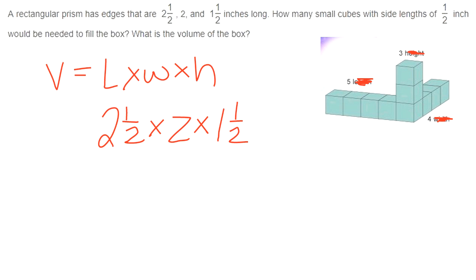So what did we get for 2.5? Five over two. Very good. What about two? 2 over 1. What about 1.5? 3 over 2. Ariel, 3 for 3. Very good. Good job, Melissa. Any questions about how we got those three numbers?